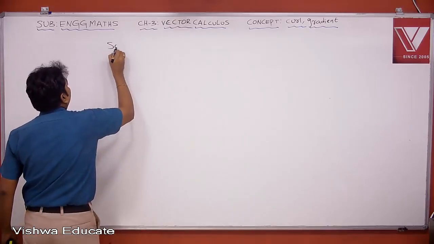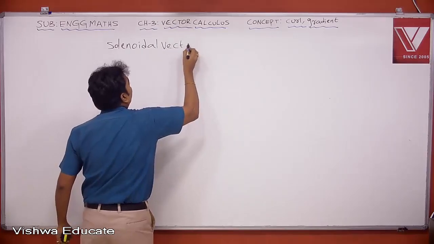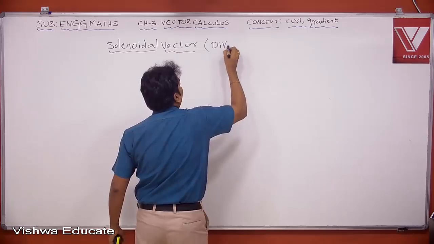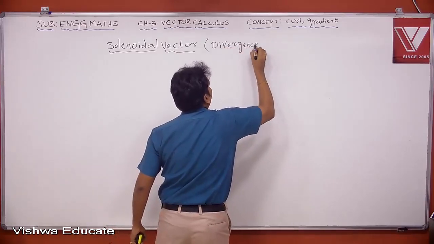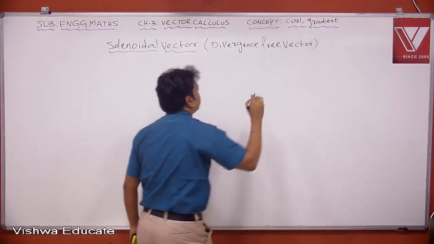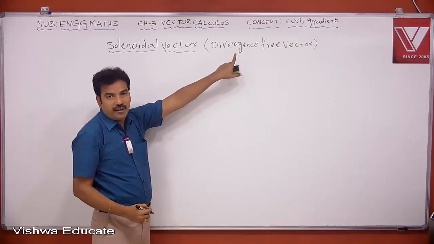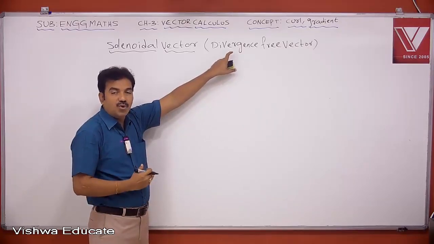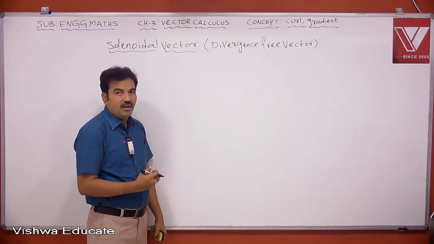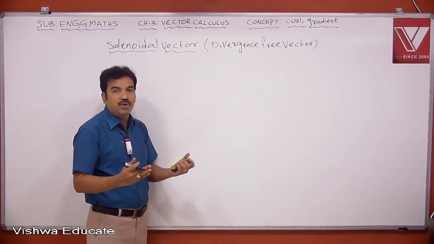Next definition is solenoidal vector, or this can also be called a divergence free vector. Now, when you look at this, we were saying divergence free vector. Free divergence means it has no deviations along x-axis, along y-axis, and along z-axis. Or combinedly, you may have deviations, but when you combine all the deviations, there is no deviation.